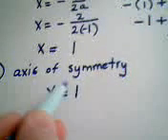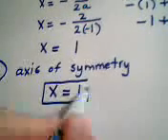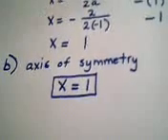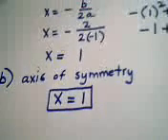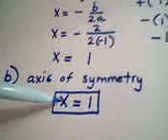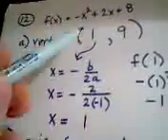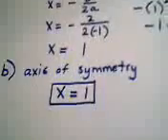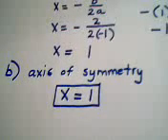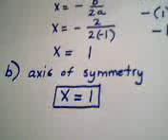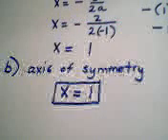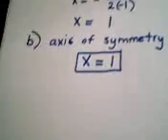equals 1. For any parabola, the axis of symmetry is always going to be the equation that contains the letter x, of course the equal sign, and the x-coordinate of the vertex. Because the vertex is the place that if you drew a vertical line through it, the graph is split symmetrically.